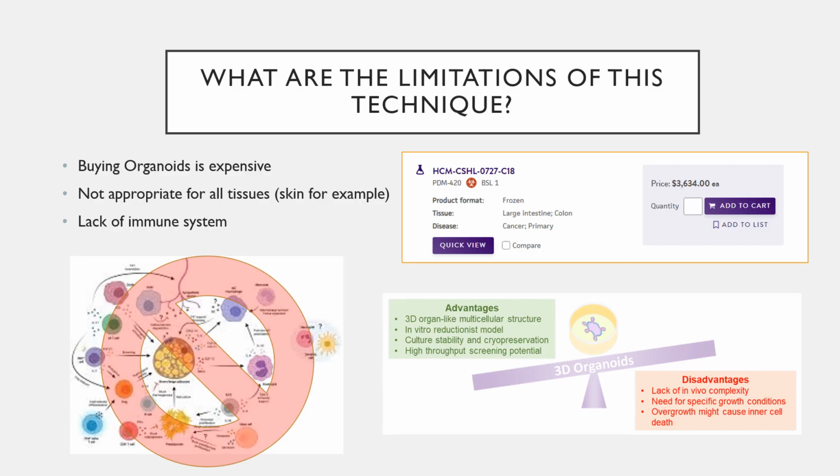Some of the limitations of this technique include cost. Buying organoids is expensive. The catalog entry on the right-hand side shows that one sample is over $3,000. It is not appropriate for all tissues because organoids lack in vivo complexity of some tissues, for example, skin. The organoids obviously lack an immune system as well, and that is usually very important to the study of disease.